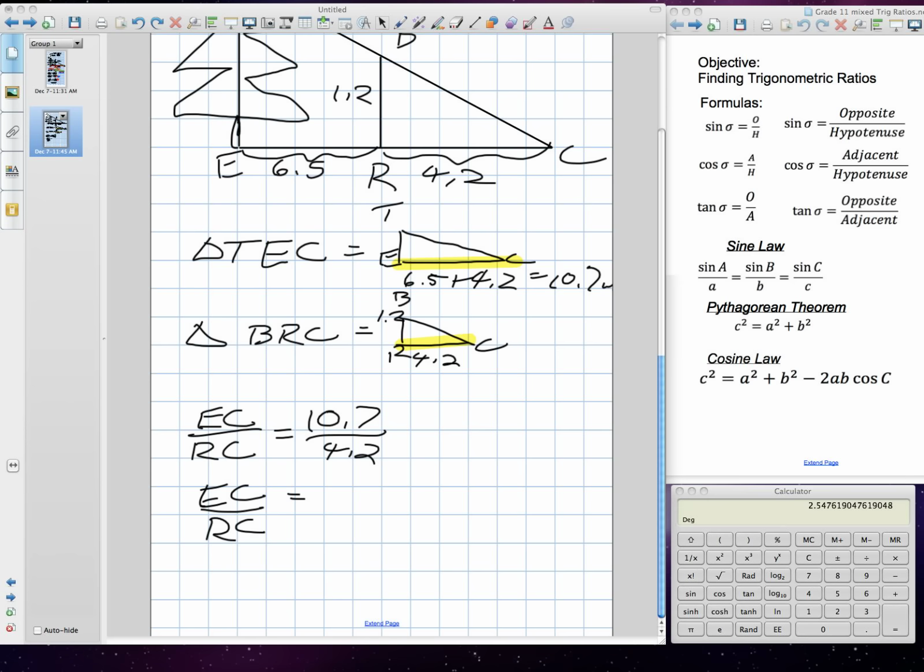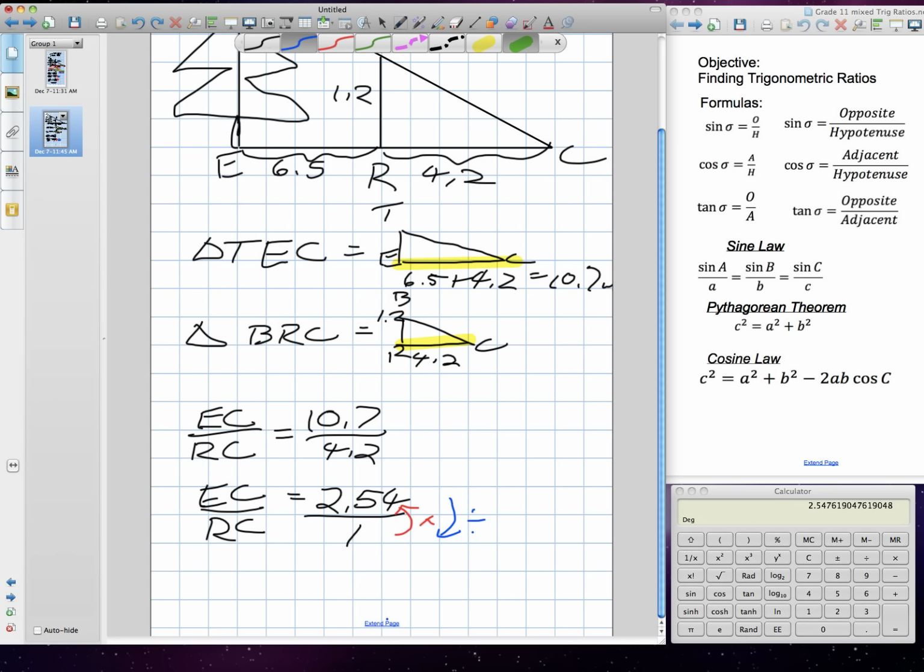So we have 2.54. What is it above? 1, that's right. Anytime I have a whole number and I need to make it a fraction, we put it above 1. Same idea as before. If we're going up from the smaller to the bigger triangle, we multiply by that number. And if we're coming down, we're dividing by that number. So we have the measurement, and now we're looking for the height of the tree with a larger base, we're assuming.